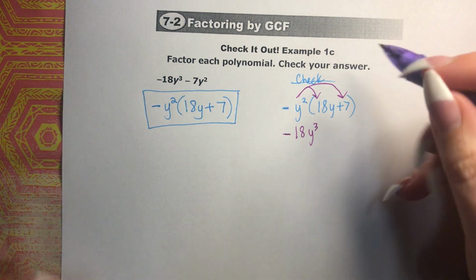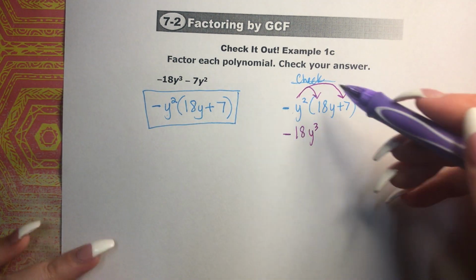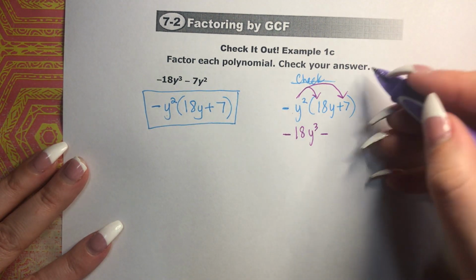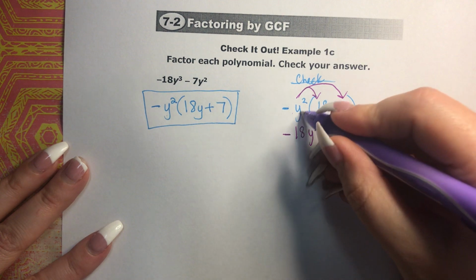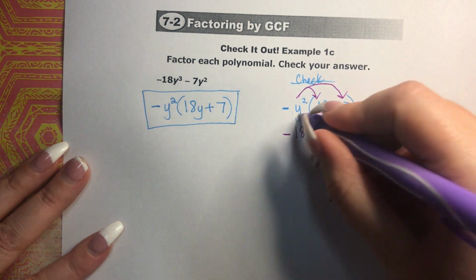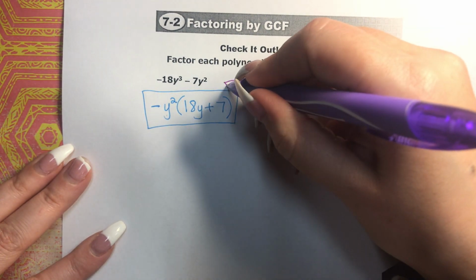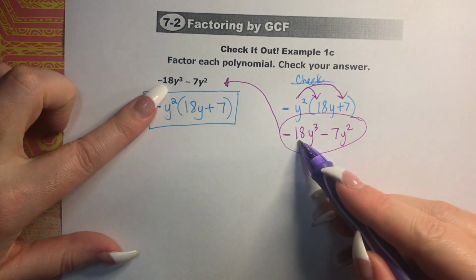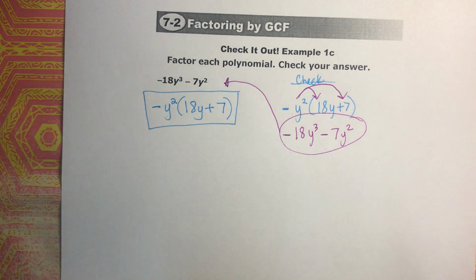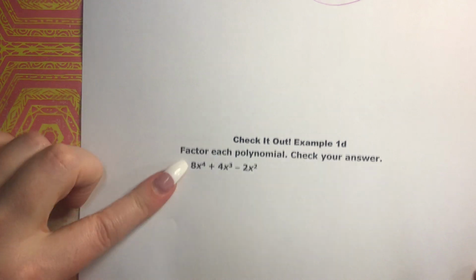And then we distribute here. Negative times a positive is a negative. We write the number and then just y squared. And then we want to see, is this the same? Negative 18y cubed minus 7y squared. Yep, it is. Perfect.